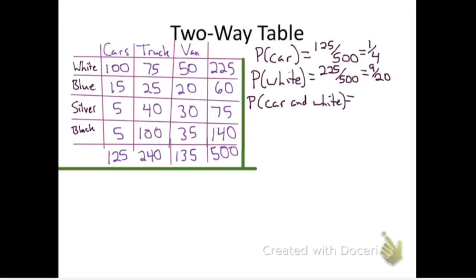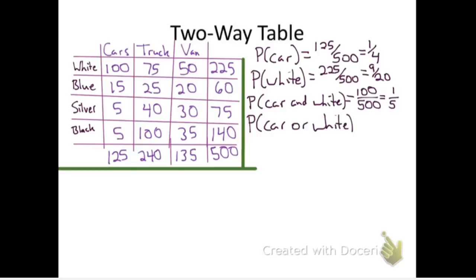Now, if it's a car and white, it has to meet both conditions. So it has to be in this column, and it has to be in this row. And there's only one that does that, and that's the 100 right here. So this is going to be 100 over 500, or 1/5. So it's car and white. Now, that's different than if it was car or white.